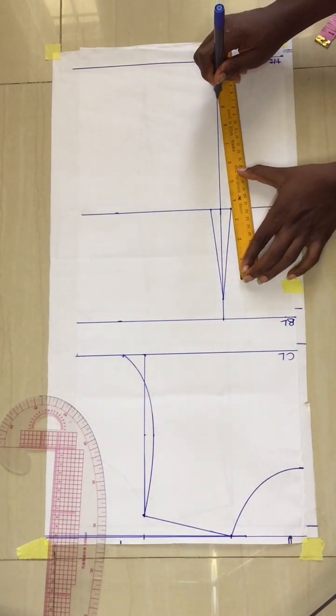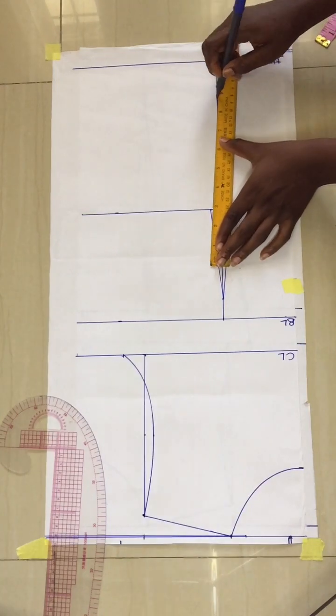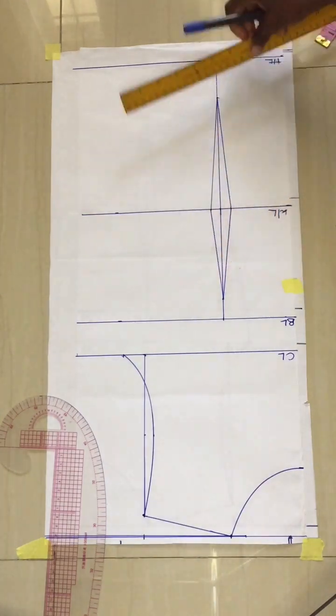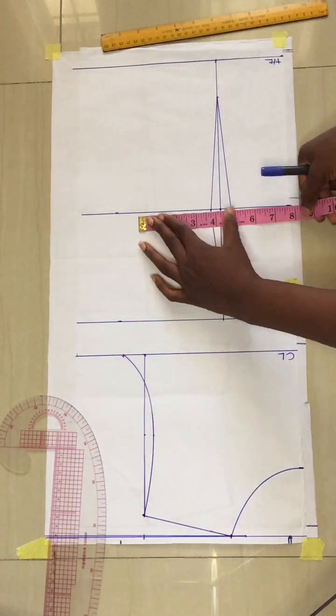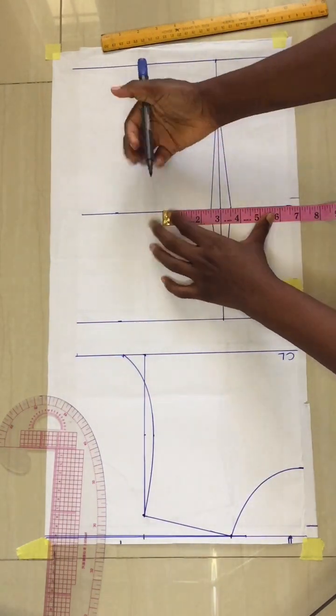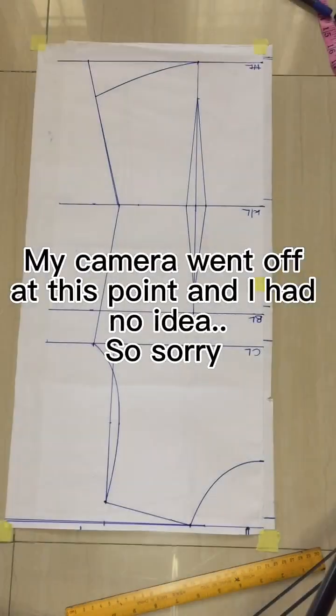Okay, so the next thing to do now is to take our girth measurements. Girth measurements are measurements that are taken around our body. Already I took the bust measurement, so now I'll be taking the waist.